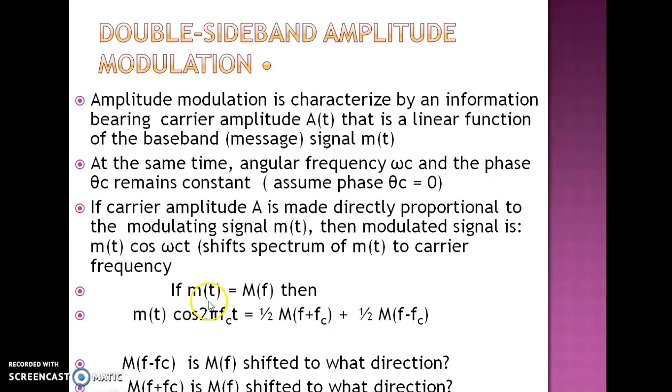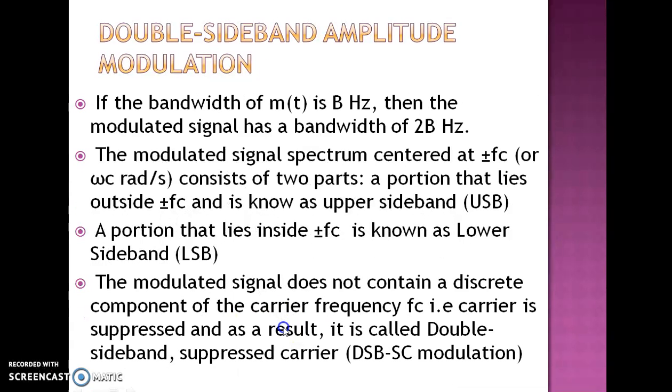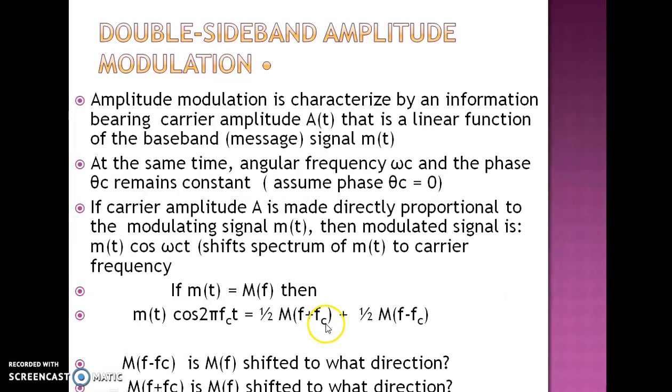So if m(t) corresponds to M(f), then m(t) cos 2 pi Fct will be equal to 1 by 2 M(f plus Fc) plus 1 by 2 M(f minus Fc). So M(f minus Fc) is M(f) shifted in what direction? It will be shifted to the left of Fc, whereas M(f plus Fc), that is M(f) is shifted in the right direction, that is to USB.